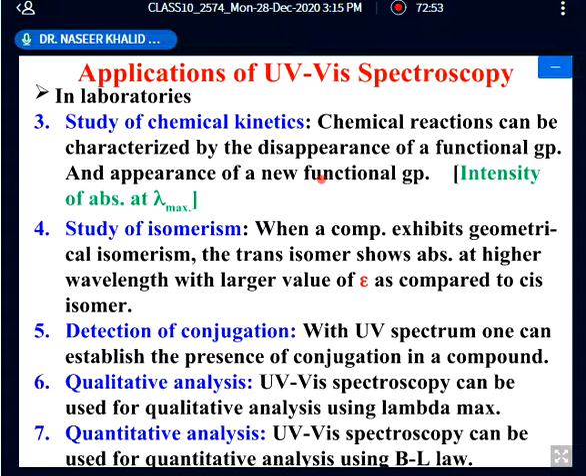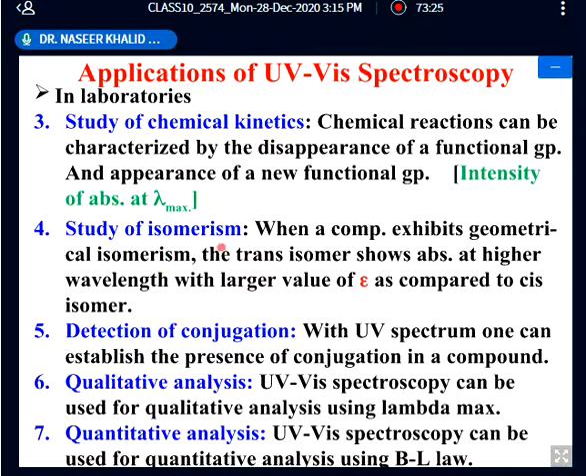So the band of the alcohol group will be decreasing, and a new band of the carboxylic acid is emerging with the passage of time. By this we can calculate the decrease in the concentration of alcohol and the increase in the concentration of carboxylic acid. So we can study the chemical kinetics.